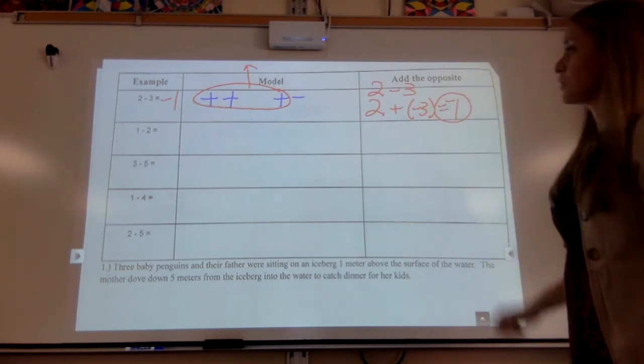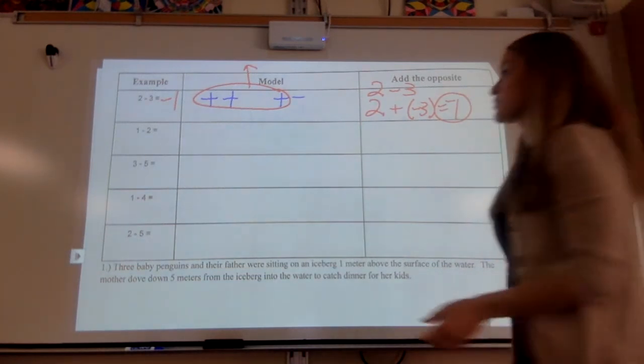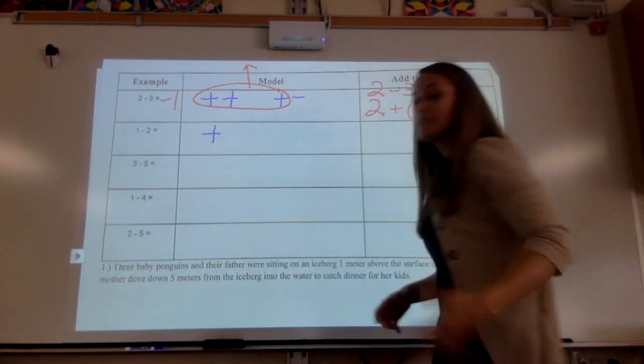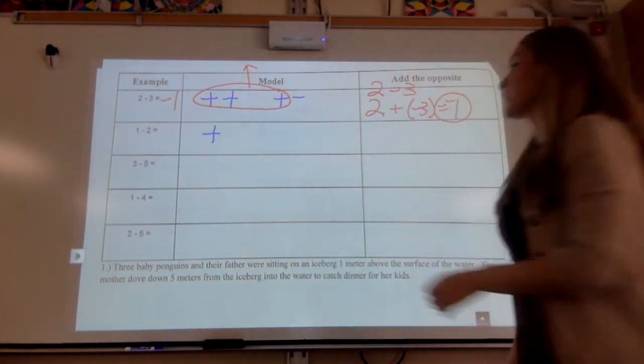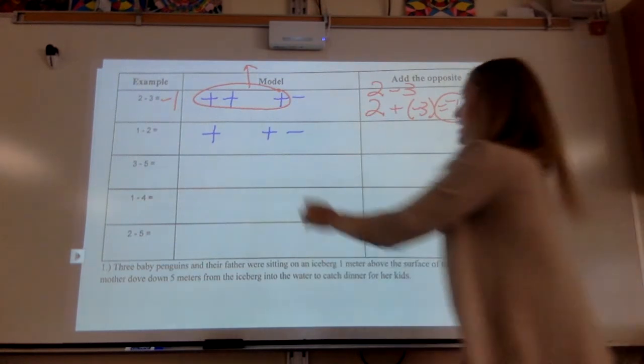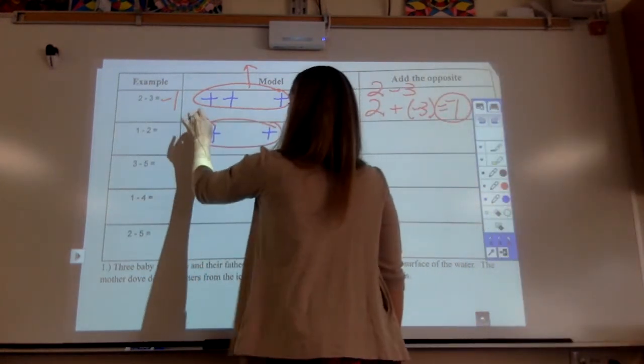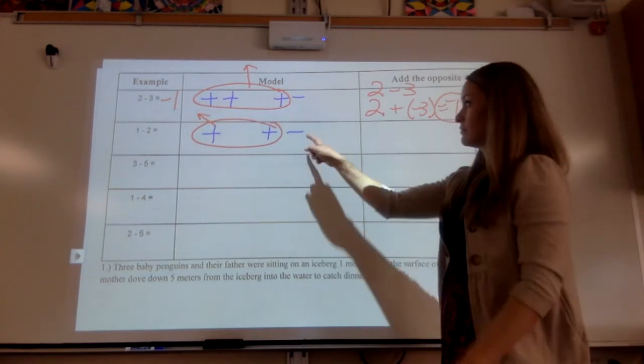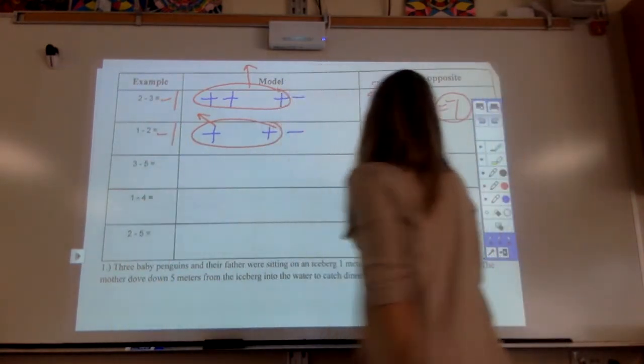Let's take a look at our next one. 1, take away 2. So again, I'm keeping the numbers small. I've got 1. Can I take away 2? Nope, got to bring in a 0 pair. Can I take away 2 now? Sure we can. Circle it, take it away. What's left? 1 negative.